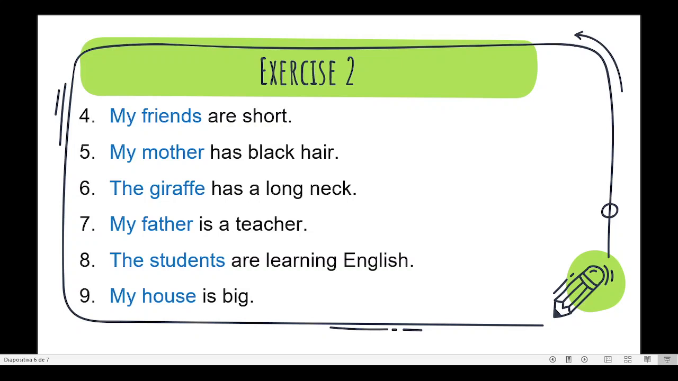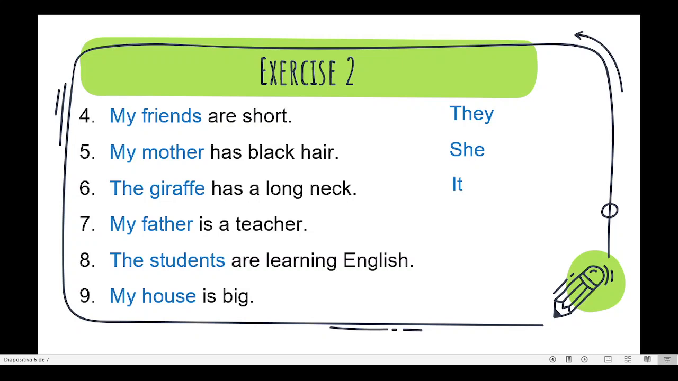Number 4. My friends are short. My friends can be replaced by the subject pronoun they. They are short. Very good. Number 5. My mother has black hair. She has black hair. Excellent. Number 6. The giraffe has a long neck. It has a long neck.